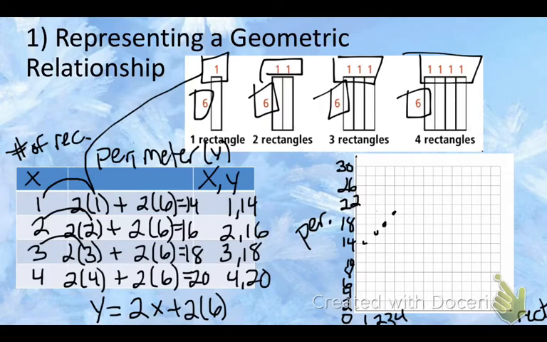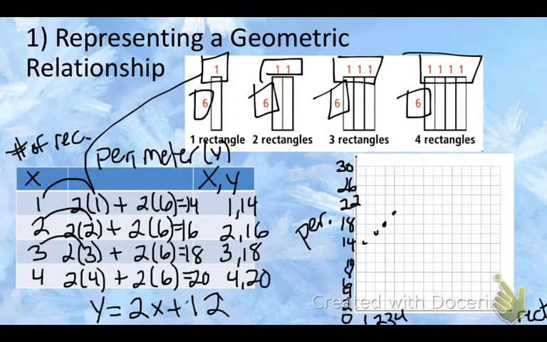So there, I can plot those there, and now I have this geometric relationship represented with the original diagram showing the 1 by 6 rectangles and then multiple side by side. I have the table there showing that for each number of rectangles I can plug the x value in there into the first spot, the 2 times 1, the 2 times 2, the 2 times 3, and the 2 times 4. And that the 6 is never changing, so I have that represented in the table. And then I also have an equation, y equals 2x plus 2 times 6, or y equals 2x plus 12. Those are the same thing, since that 2 times 6 will never change.